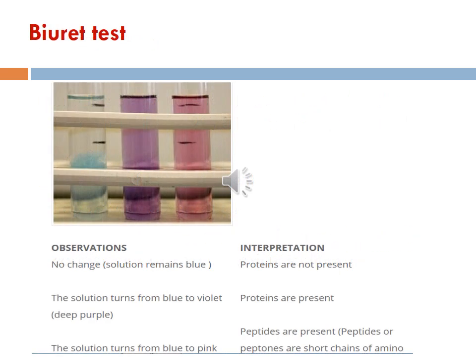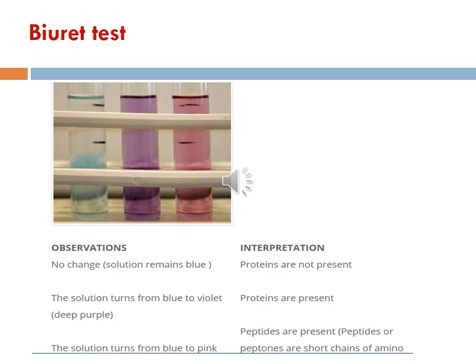Here are the test tubes. If the test tubes remain blue, what does that mean? That means there is no protein and no peptide bond in the solution, because the color of our reagent is blue. So, in the absence of protein, the reagent will remain blue. In the presence of a protein, the color will be violet.